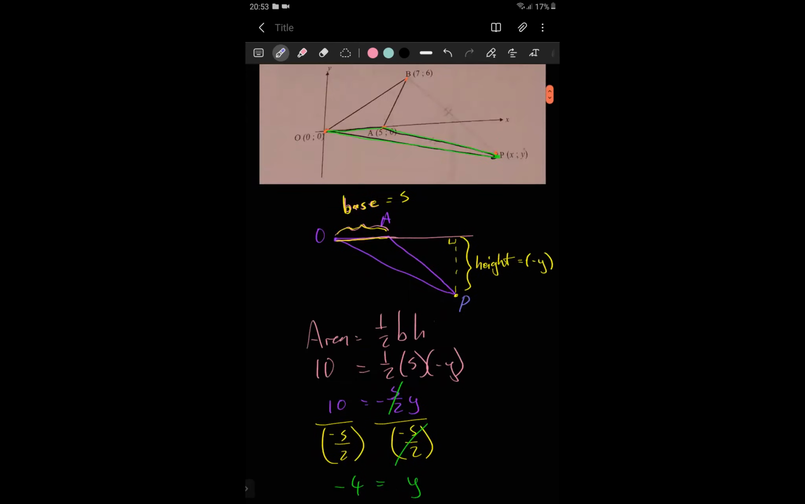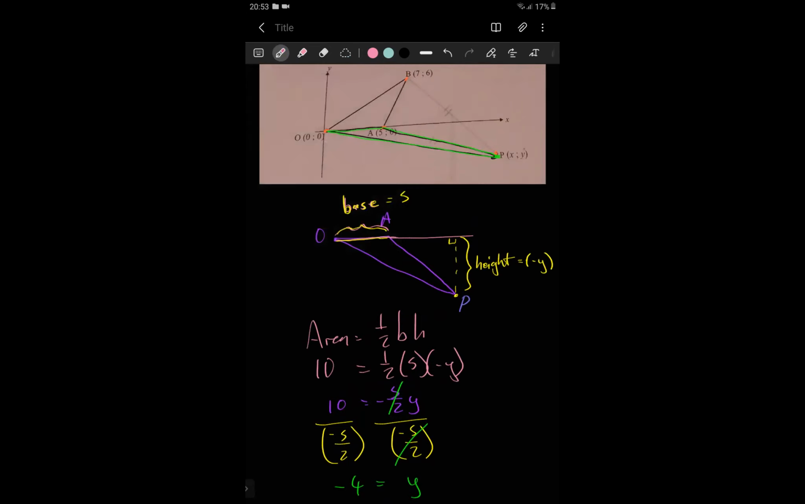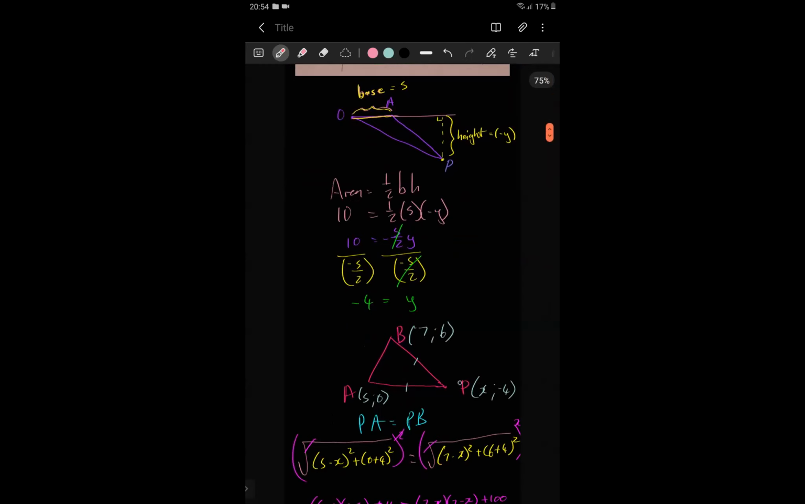For the x, we can use this triangle here. Let me actually color code this triangle here. They told us that it's an isosceles triangle. They told us it's an isosceles triangle by telling us that PA is equal to PB. So I just drew it here, PA and PB. These are equal. There we have coordinates for A, B, and P. All those coordinates, only this x value is missing, but we know that these distances are equal.